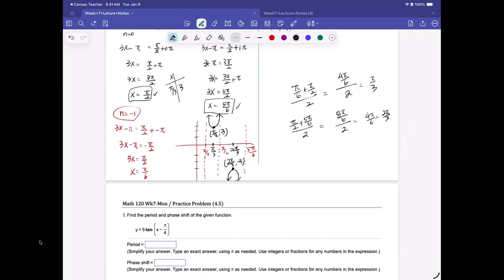So start with the vertical asymptote. Maybe 3 vertical asymptotes is enough. So when n is 0, n is -1, and n is 1, okay, don't go over 2. It's too far away.